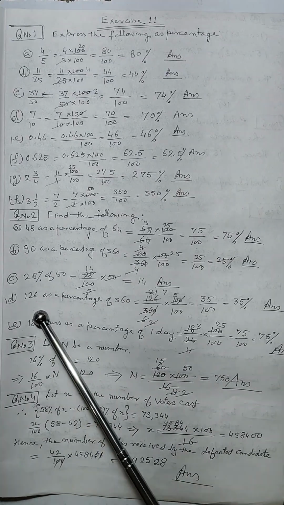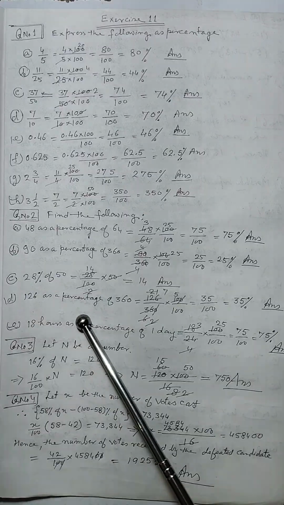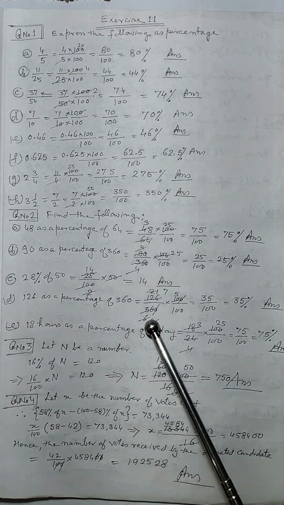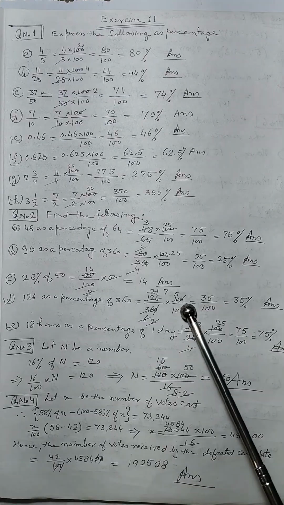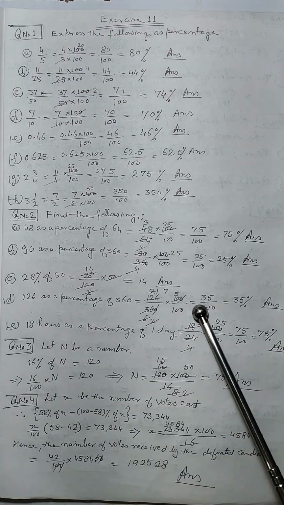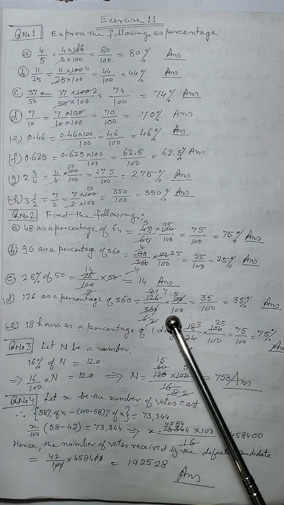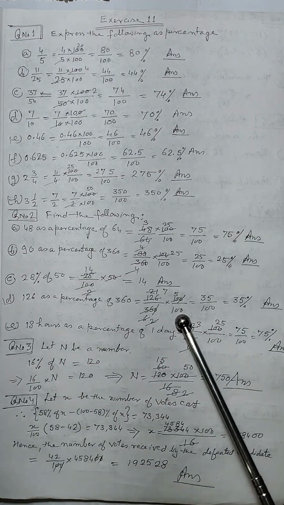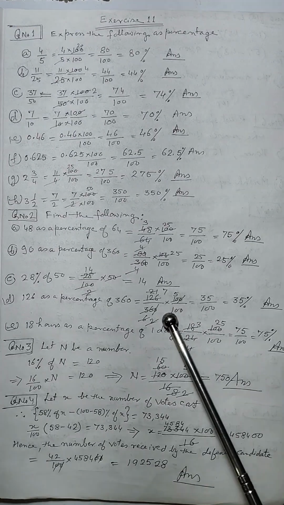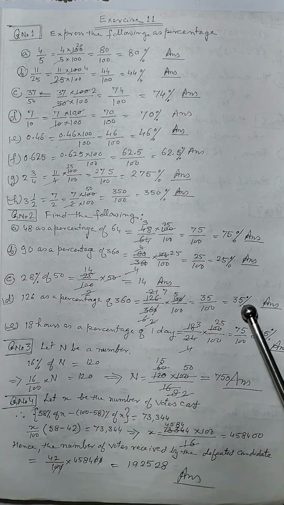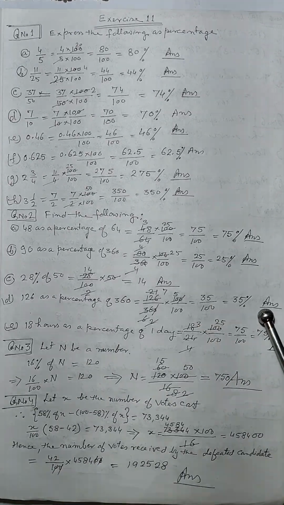D part, that is 126 as a percentage of 360. So 126 divided by 360. Again you multiply it and divide it by 100. Solve it, leaving the 100 of the denominator, and the rest of it you have to solve. So that will be equal to 35 by 100. That is equal to 35%.